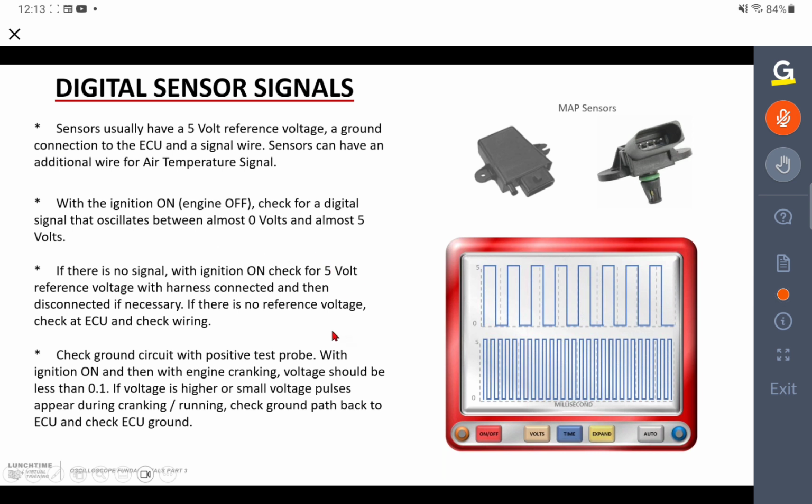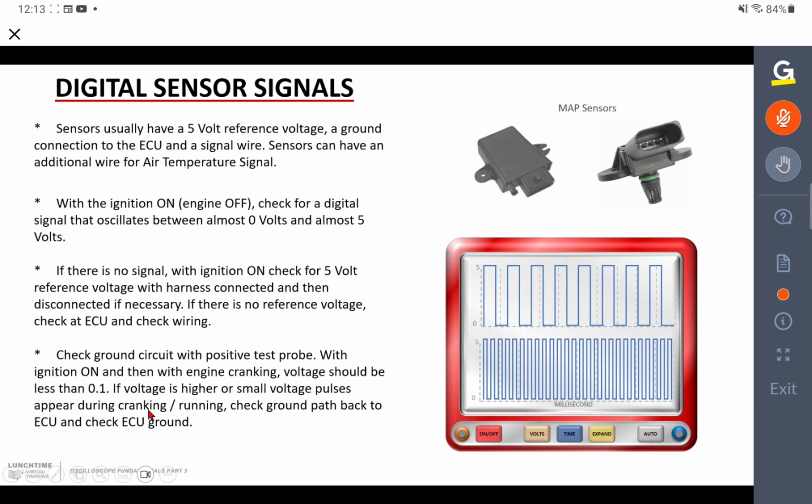Again, if there's no signal, check for the 5-volt supply. There would normally be 3 wires on many of them. Check for a 5-volt supply, reference voltage. And if there's no reference voltage, obviously back to the ECU, check the wiring. Again, check the ground circuit with the positive test probe to make sure there's no high voltages on the ground circuit. And again, that's something we'll discuss in about 4 weeks' time.